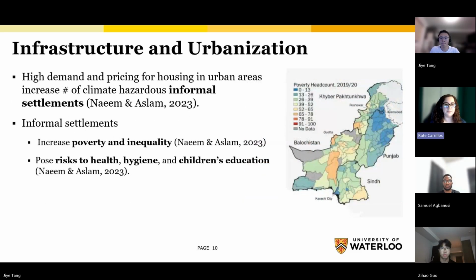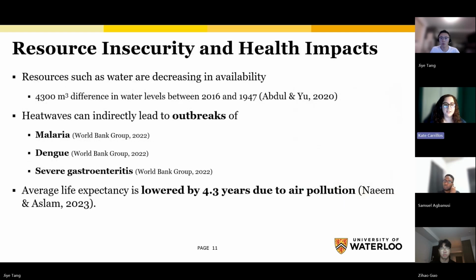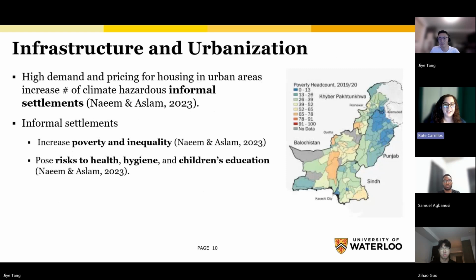Rapid urbanization in Pakistan makes urban resilience in the face of climate change critical. High demand and pricing for housing in urban areas cause an increase in climate hazardous informal settlements built on floodplains, next to rivers, or on steep slopes. Informal settlements create more poverty and inequality while posing risks to health, hygiene, and children's education.